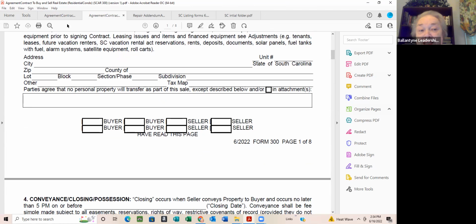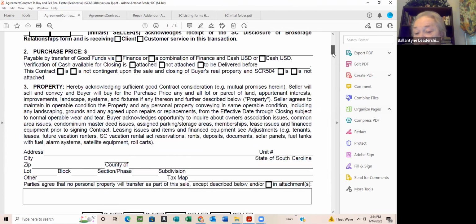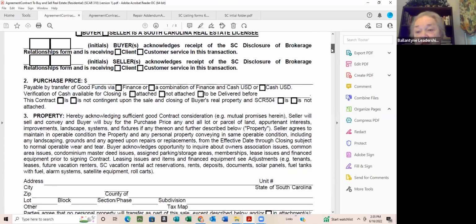Probably 99% of the time you're going to be using the one that just says residential, because it has some land, and it is number 310. Again, 310, version 6/2022. You are not to use or to receive versions that would be dated prior to this one. All right. Now let's go through this.